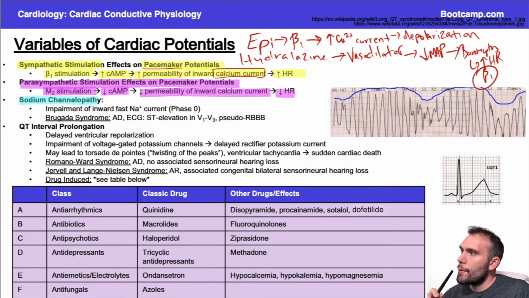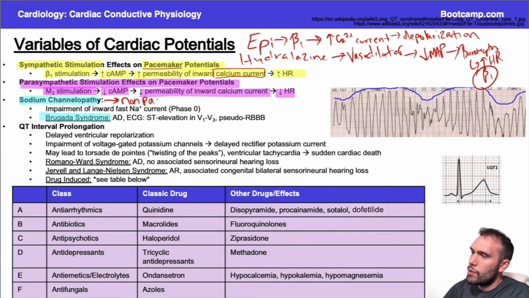Classic sodium channelopathy is going to be the Brugada syndrome. Now, what I want you to remember here when we're talking about this specific point is that we're primarily talking about non-pacemaker potentials. Again, you kind of have to know which one you're talking about. So in non-pacemaker potentials, there's an impairment of the inward fast sodium current. Again, there's only the inward fast sodium current in non-pacemaker cells. Pacemaker cells will have the slow sodium current. And again, this is responsible for phase 0. Phase 0 is always going to be depolarization. It's going to be the rapid depolarization.